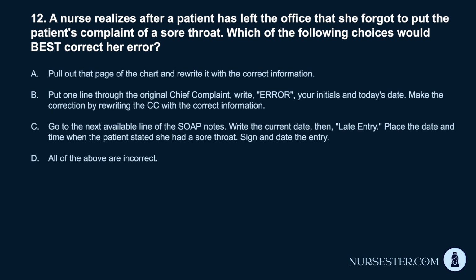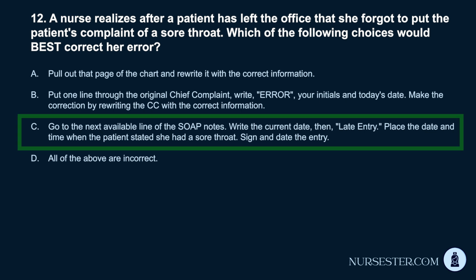A. Pull out that page of the chart and rewrite it with the correct information. B. Put one line through the original chief complaint, write, error, your initials and today's date. Make the correction by rewriting the CC with the correct information. C. Go to the next available line of the SOAP notes. Write the current date, then, late entry. Place the date and time when the patient stated she had a sore throat. Sign and date the entry. D. All of the above are incorrect.